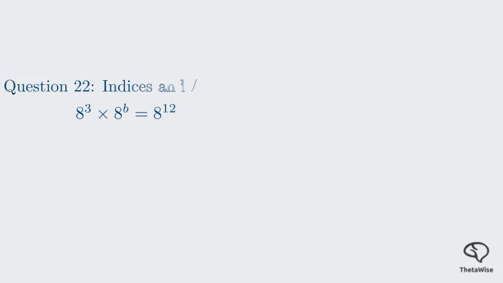In question 22, part A, we have an equation with powers: 8 cubed times 8 to the power of b equals 8 to the power of 12. When we multiply terms with the same base, we add the indices. Subtracting 3 from both sides gives us b equals 9.